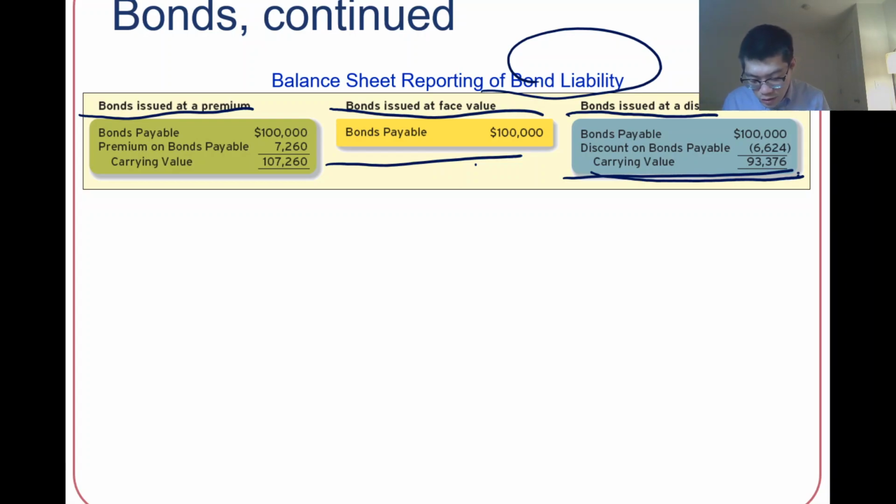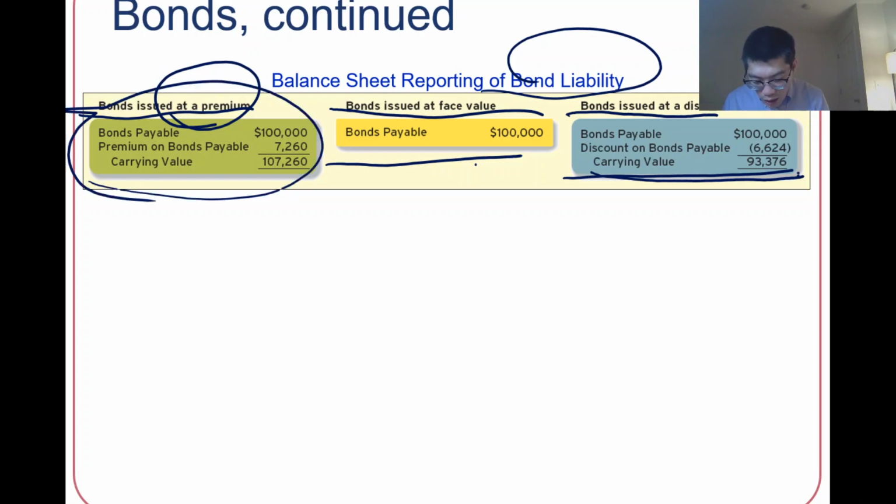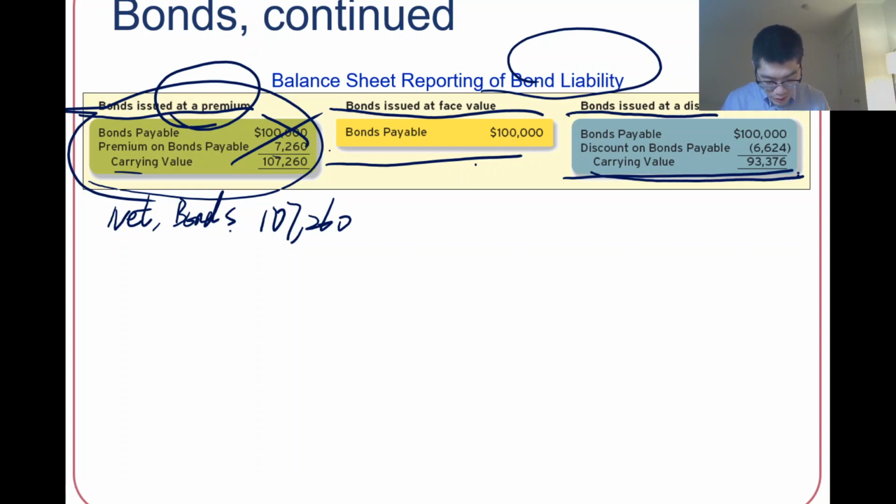Now if bonds are issued at a premium, this is how we report on the balance sheet. Under the long-term liability section, you have bonds payable, premium on bonds payable, and then carrying value. Or you can simply report the net bonds, 107,260, and ignore these. And for par, it's just the bonds payable of $100,000.